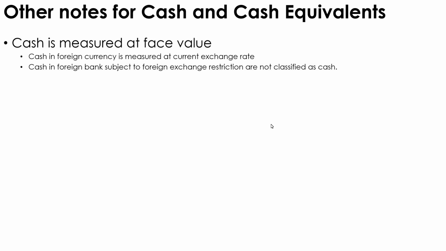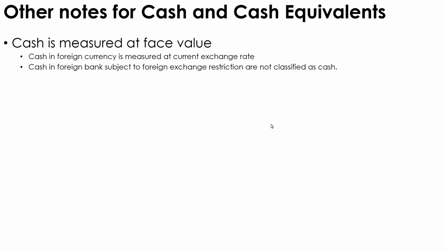And these are the other notes to take note of in cash and cash equivalents. Cash is measured at face value. You will measure it at face value if you have the cash in the local currency, or I mean the currency where the business operates. If a company has a foreign currency, it should be translated at the current exchange rate, not on the average exchange rate, but on the current exchange rate.